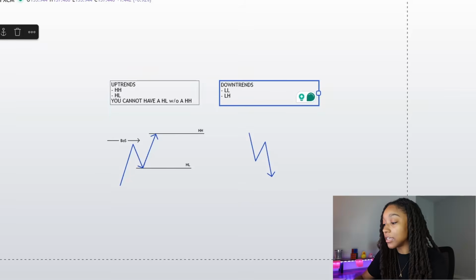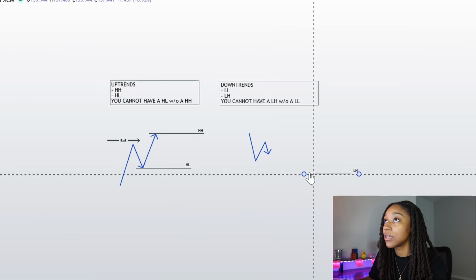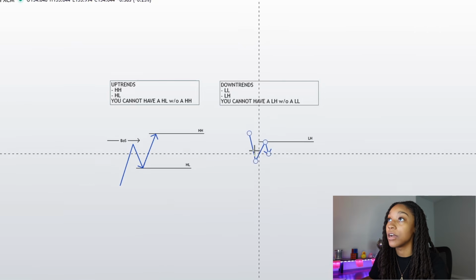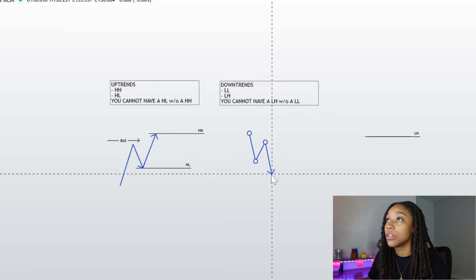But why do we have to do this? Why do we have to wait for the higher highs to be made? So glad you asked. It's a great question. I'm about to answer it real quick. I just need y'all to understand that it's the same thing for a downtrend as well. You cannot have a lower high without a lower low. You cannot call this a lower high yet. We cannot say this is a lower high yet. Why? We need price to come down and make this lower low.